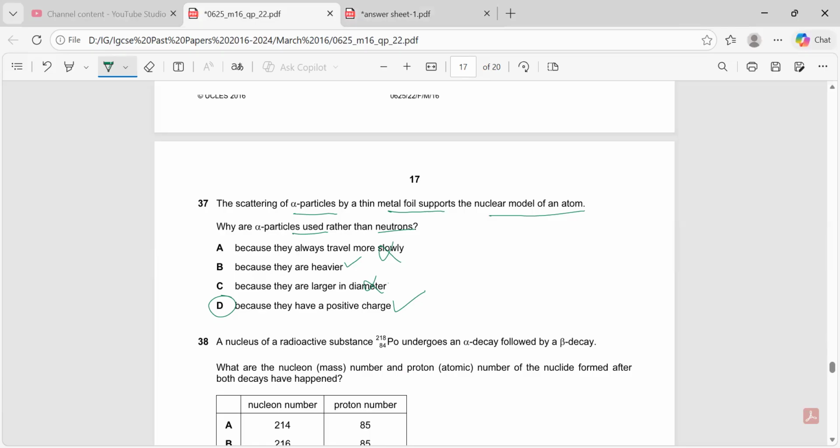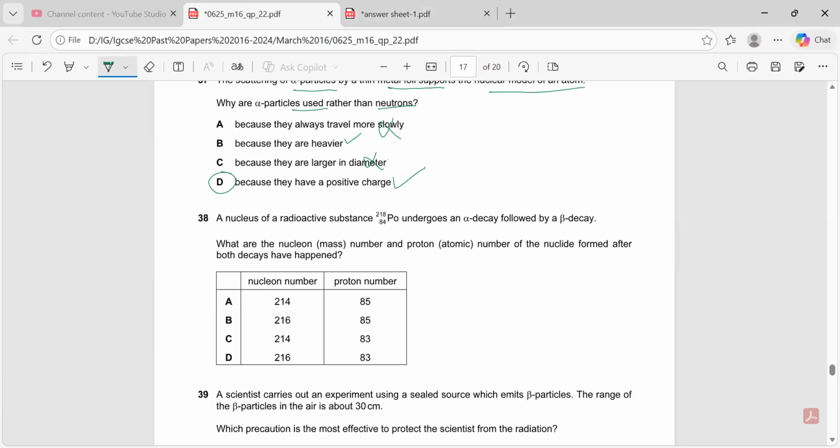Now 38. A nucleus of a radioactive substance undergoes an alpha decay followed by a beta decay. What are the nucleon number, mass number, and proton number of the nuclide after both decays have passed? No problem. First of all, let's write this: Po 84, 218. First of all, which decay is there? Alpha decay. I will write here X plus alpha. Alpha is 2, 4. Here it will be 82 and here it will be 214.